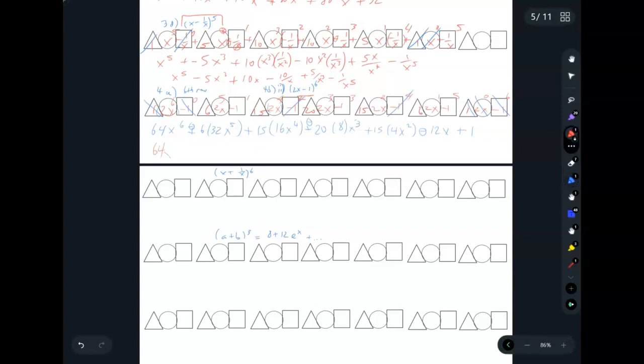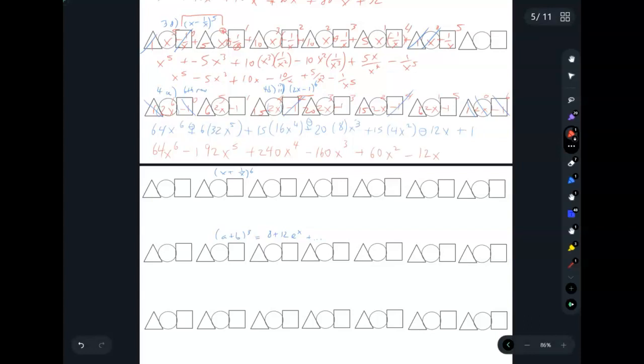Now I'm going to rewrite and simplify for the last time. 6 times 32, that would be 180 plus 12, 192x to the fifth. 15 times 16, wow, that's a hard one. So that would be 225 plus 15, that would be 240. Can verify that with the calculator. The next one would be negative 160, because 20 times 8 is 160. 15 times 4 is 60.